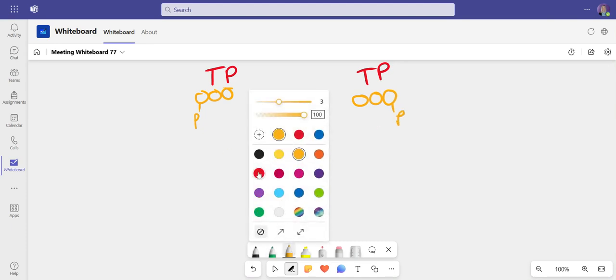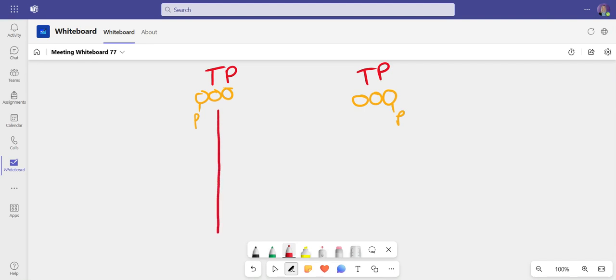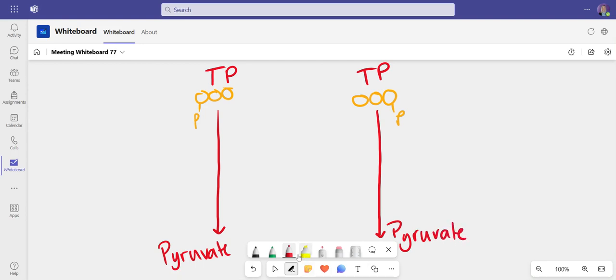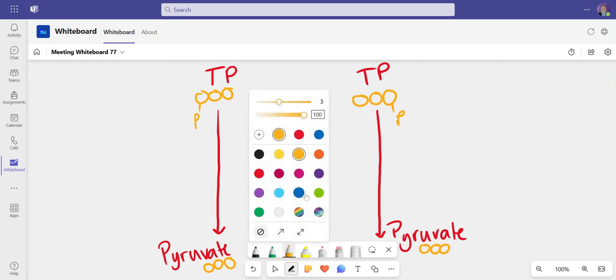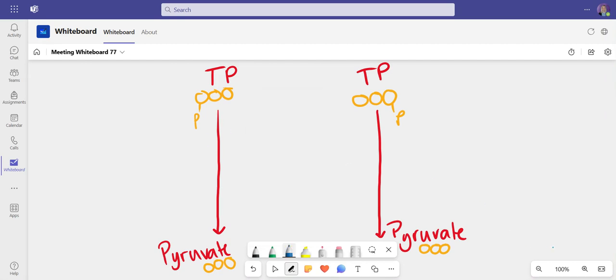Okay, now we're going to keep those as 3-carbon molecules, but they're going to lose their phosphates. Okay, and the molecules that they make are called pyruvate. But we need to know a series of steps that happen to get from triose phosphate to pyruvate. So we're going to go down to pyruvate. Pyruvate is still a 3-carbon molecule, but it doesn't have the phosphate attached. So how do we turn a molecule of triose phosphate into a molecule of pyruvate?